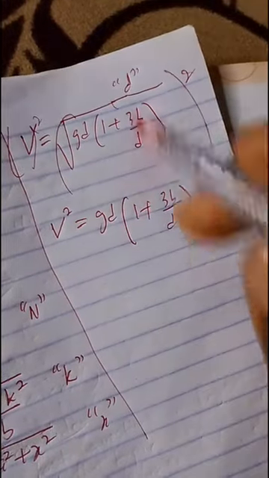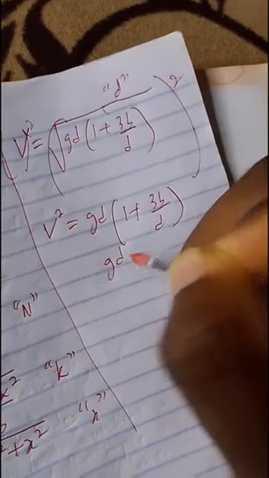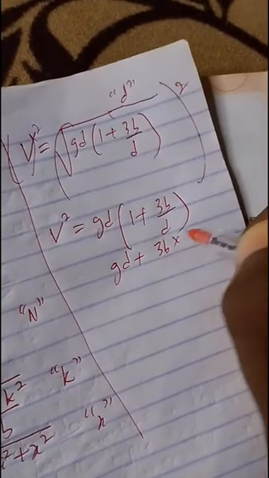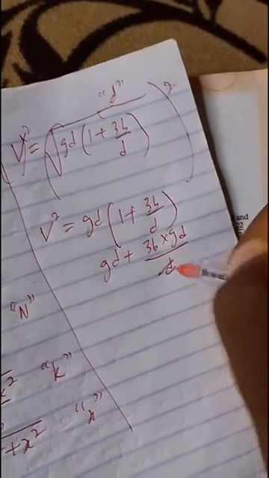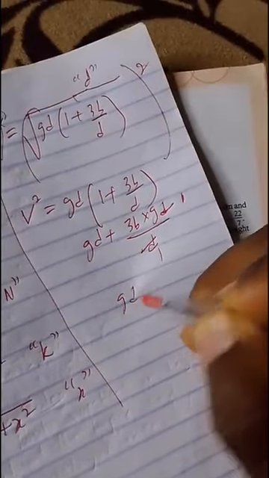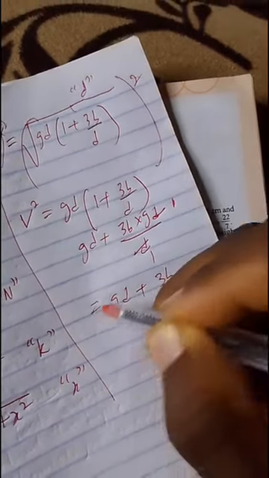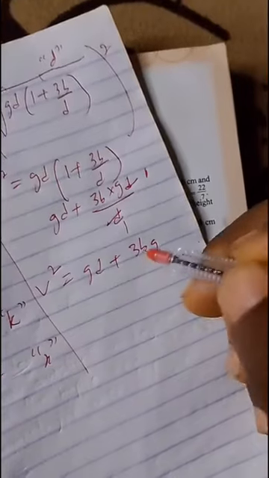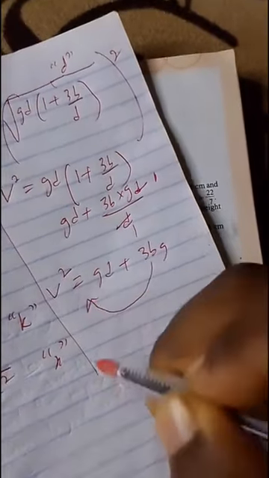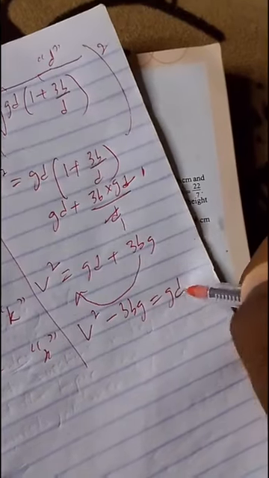Now what we just do is to expand the bracket. So we have GD times 1, we have GD plus 3B times GD over D. Alright, so we have D here 1, D here 1. So what we have here now is going to give us GD plus 3BG equal to V square. So what are we looking for? We're looking for D. We'll take this part that does not have D to this side. So we have V square minus 3BG is equal to GD.